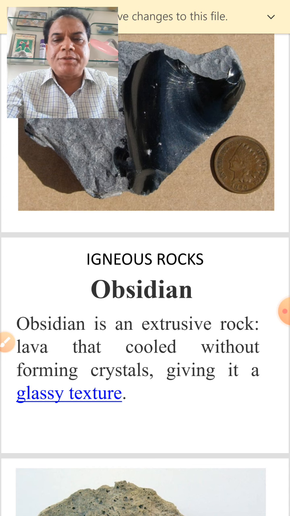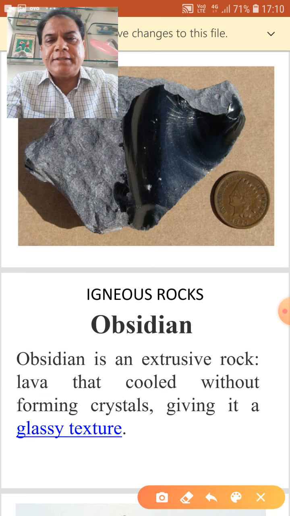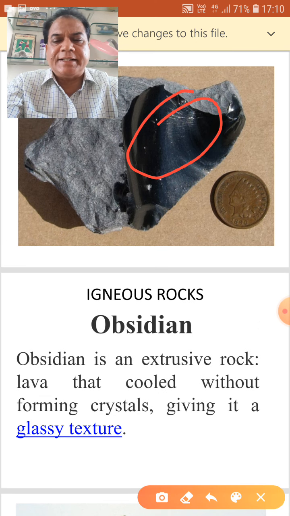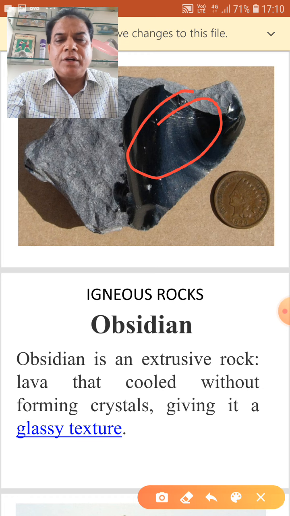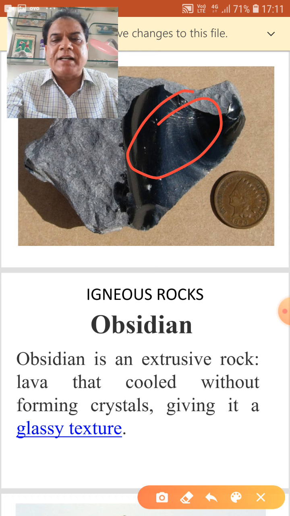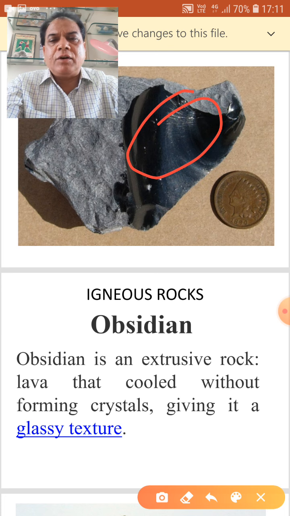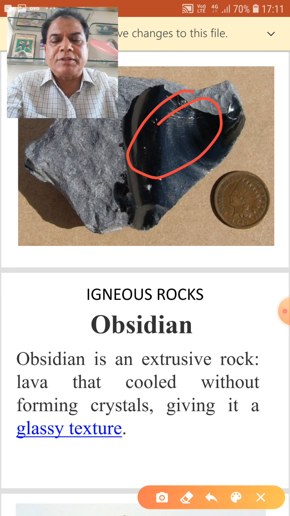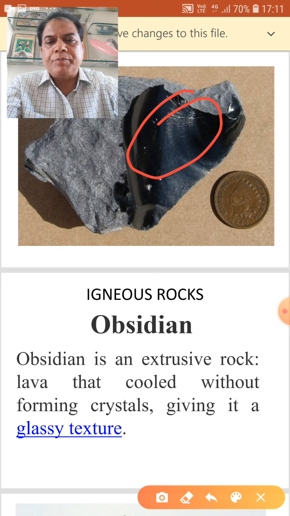The first is the obsidian. As you can see on the screen, this obsidian has a glassy texture. This is an extrusive rock, formed from lava without forming crystals, giving it a glassy texture. And the feel of it, when you rub your finger on the surface, is smooth.